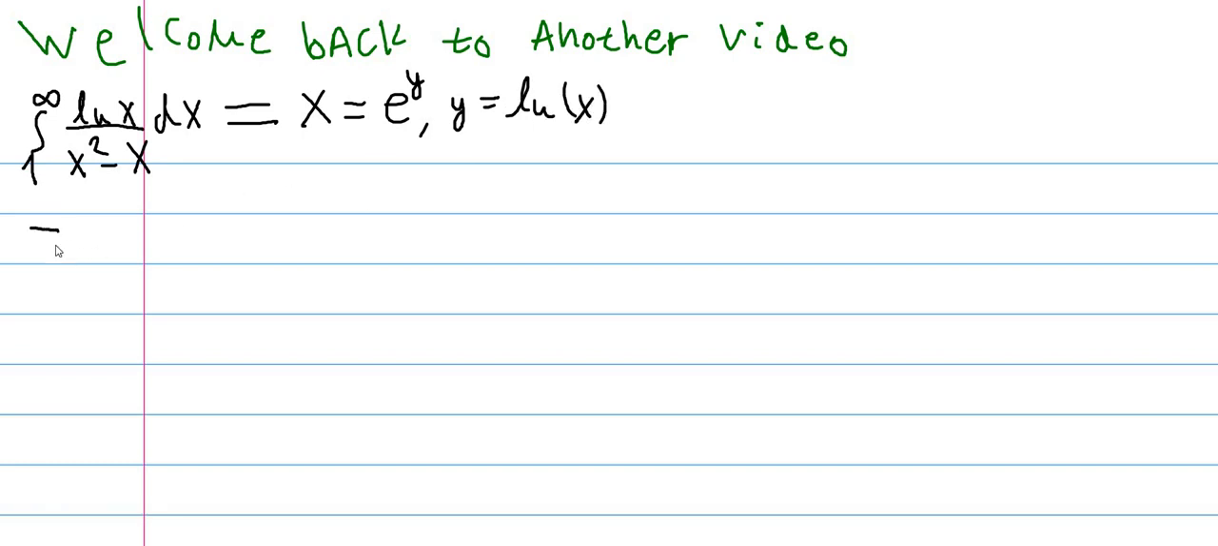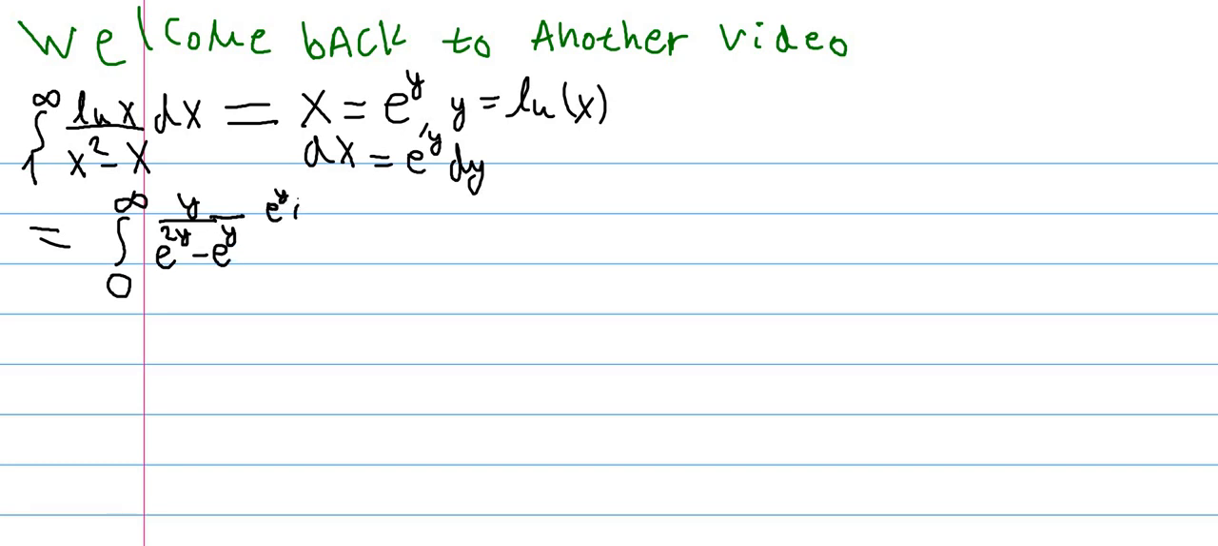And now when we put it back into our integral, we get that dx is just e to the y dy. If we plug in 1, we get 0. For infinity, we get infinity, of course. When x is e to the y, ln of e to the y is just y. And here we will have e to the 2y minus e to the y, times e to the y dy.